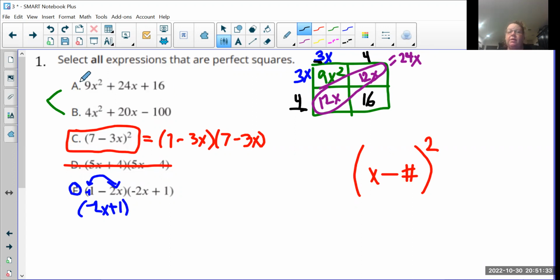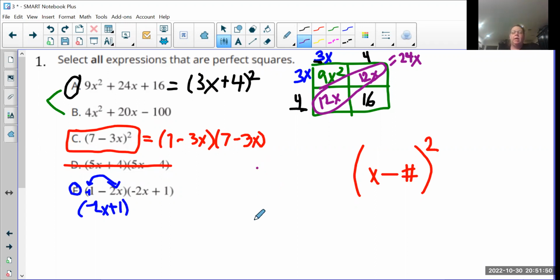So this is a perfect square. It can be written as a perfect square. You don't have to actually write it as a perfect square. You don't have to do all this work if you have the shortcut of how you can figure this out. But this is what it would be written as a perfect square. So A works. So then let's try B.